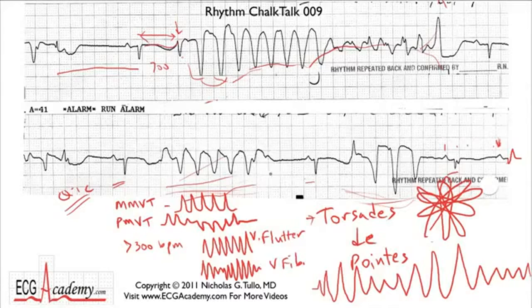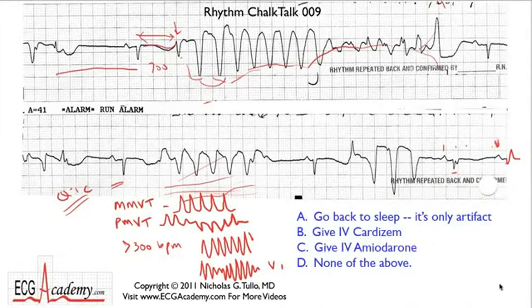That's what I'm trying to do, get you guys to understand that not every ECG looks the same. They don't all look like the textbooks, and that's why you need to watch these Chalk Talks and go on to ECG Academy. So let's figure out what the answer to the question is.